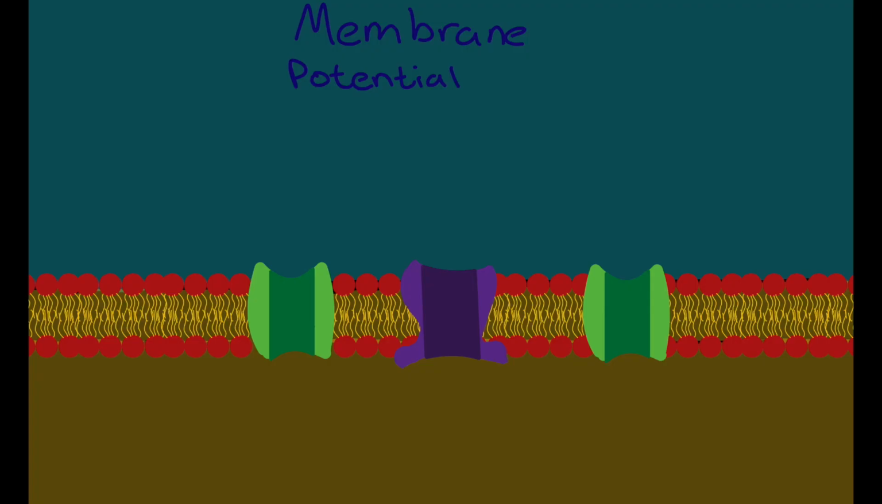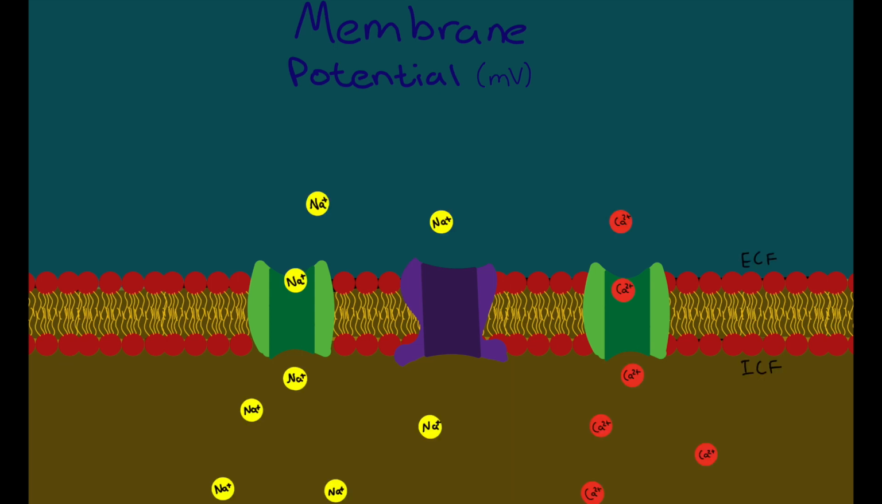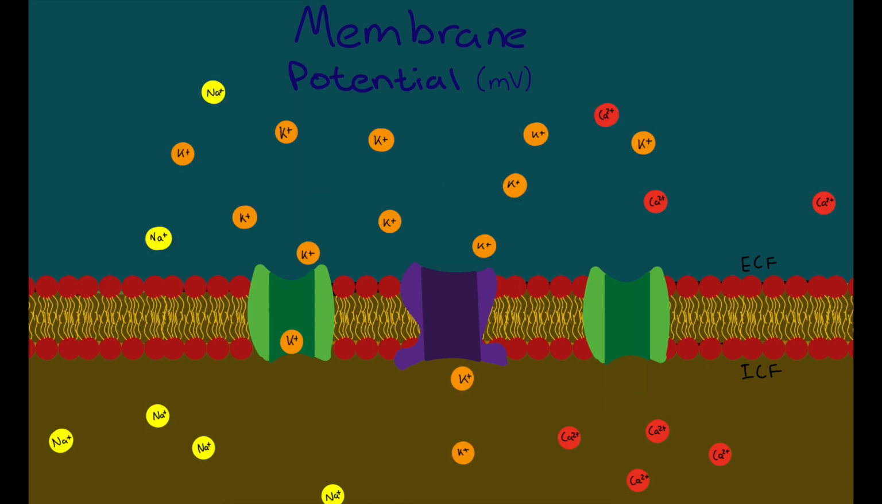But before we do that, I want to discuss what the membrane potential is. Now, membrane potential is the difference in electrical charge from the outside and inside of the cell. The membrane potential is measured in millivolts, and this membrane potential depends on the ions entering or exiting the cell membrane. For example, as sodium and calcium flow into the cell, the membrane potential becomes more positive, and obviously so because sodium and calcium are both positive ions. And if potassium flows out of the cell, the membrane potential will be more negative.